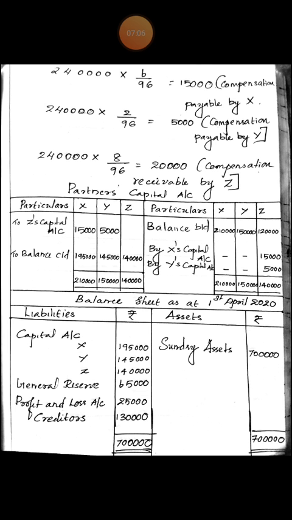What is the difference in treatment of general reserve in this question and the previous question? In the previous question, general reserve is distributed among the partners, so the general reserve is not shown in the balance sheet of the reconstituted firm. But in this question, general reserve is not distributed among the partners, so it is transferred to the new balance sheet.